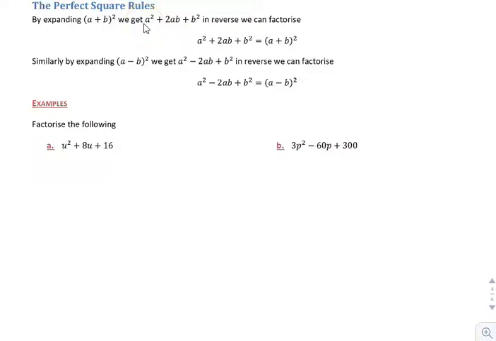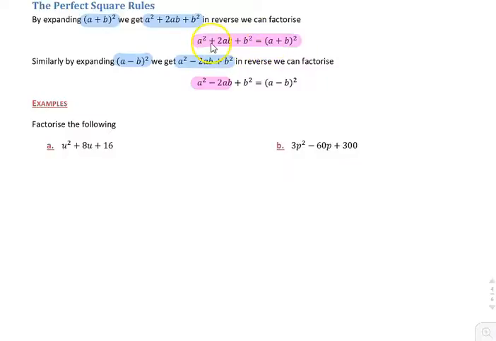Now, in order to use this to factorize, we can actually do the opposite process. So we had (a plus b) squared and a squared plus 2ab plus b squared. The opposite direction says that a squared plus 2ab plus b squared can be factorized to (a plus b) squared. Now all this jargon, what it really means is that if this middle term is 2 times the first and last terms, then you can factorize to this.